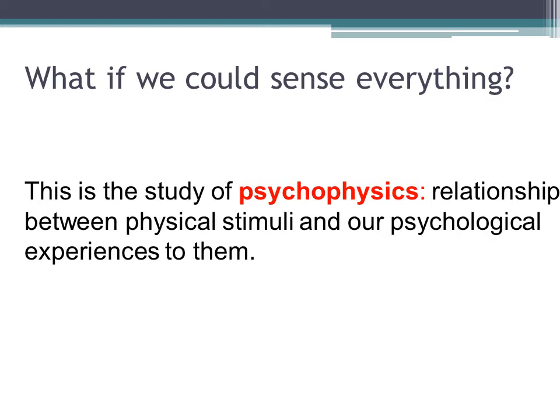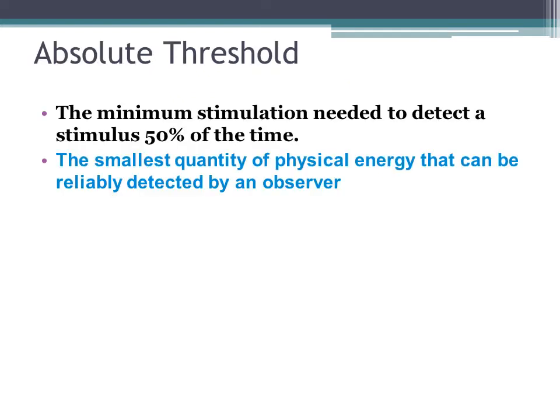Okay, so they would be studying how all that information works and the understandings of it. Then you have the absolute threshold. Absolute threshold is the minimum stimulation needed to detect a stimulation 50% of the time. What this essentially is, is the smallest amount of stimulus that needs to be in your environment in order for your receptors to detect it.